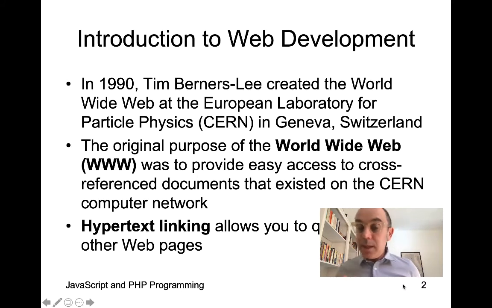So let's take a look back at web development. The web was developed in 1990 by the European Laboratory for Particle Physics, CERN, in Switzerland. And the original purpose of the web was to provide easy access to documents that exist on the CERN computer network.